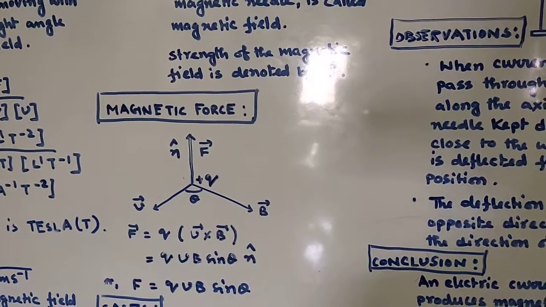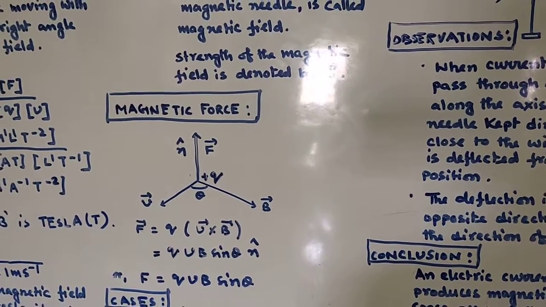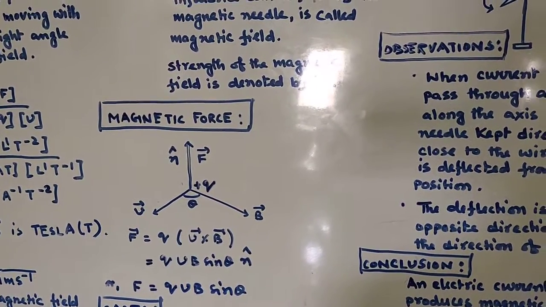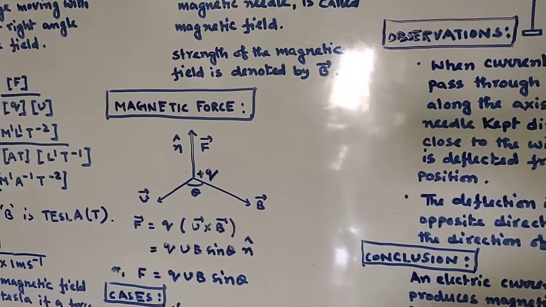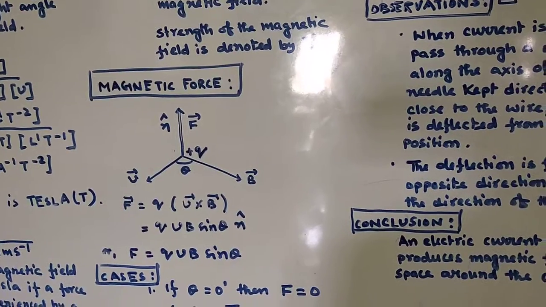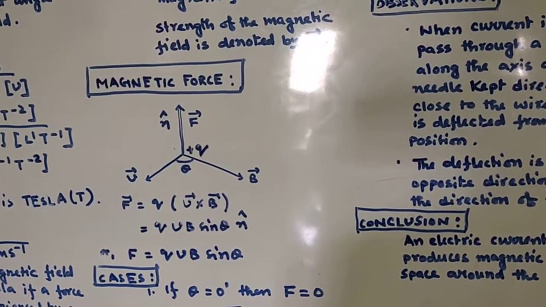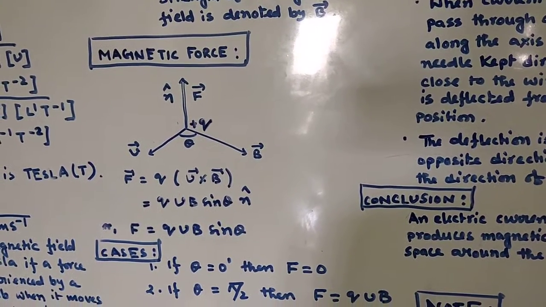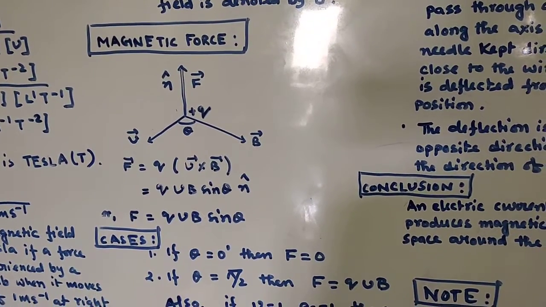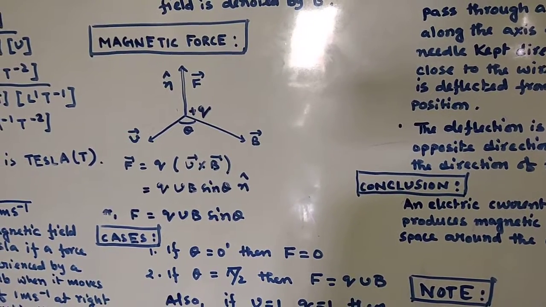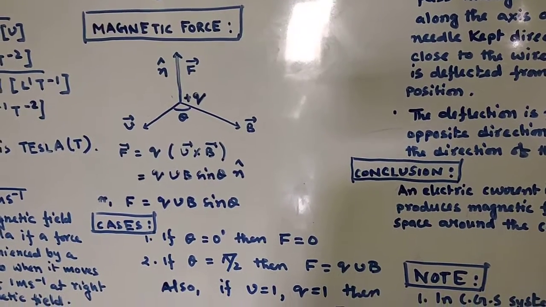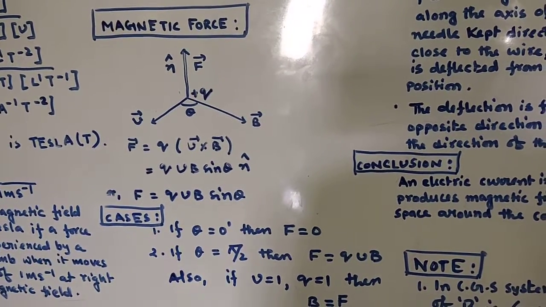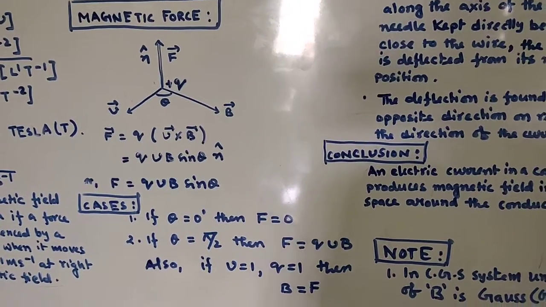I think all of you know cross product. So if you split, then it becomes Q V B sin theta n cap, and n cap is nothing but the direction of the force. If you write the magnitude, then n cap goes to 1, so you have F equal to Q V B sin theta. So special cases: if theta equal to 0, then sin 0 is 0, so you will get F equal to 0. If theta equal to pi by 2, then F equal to Q V B.